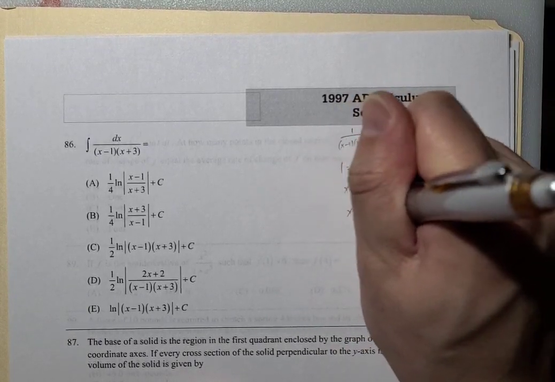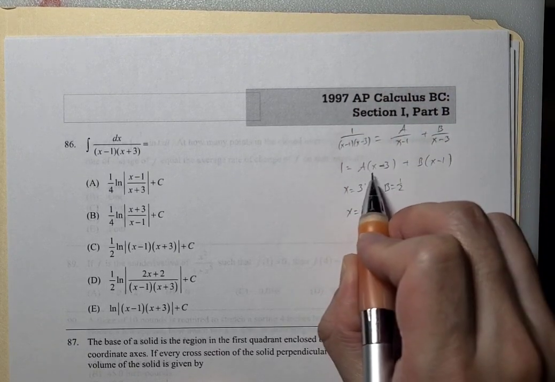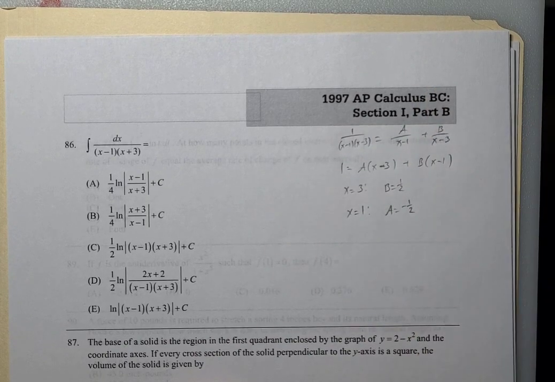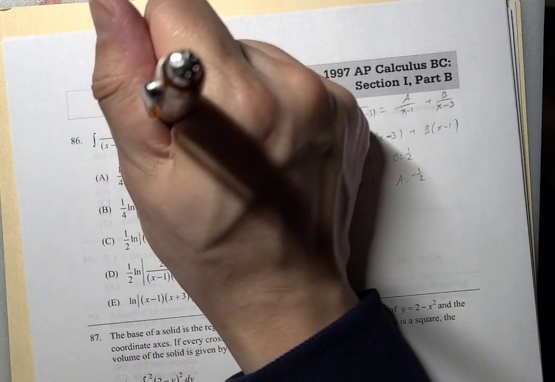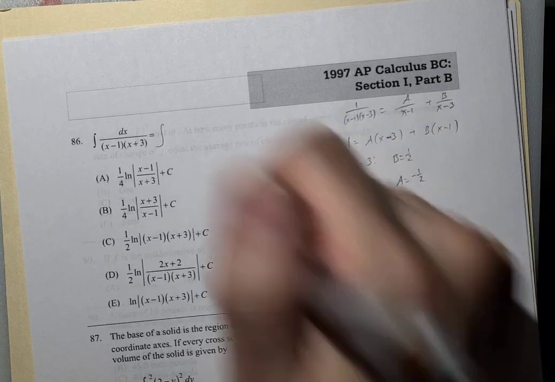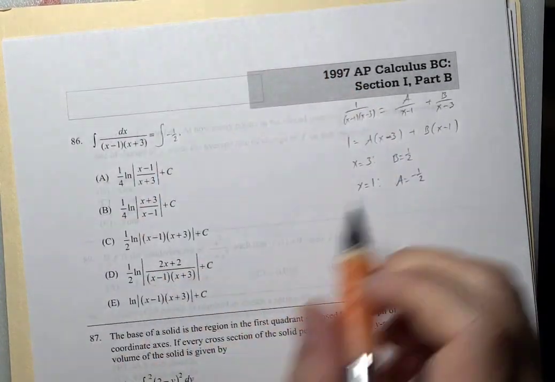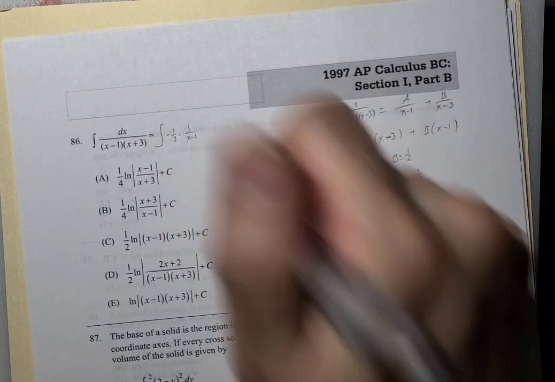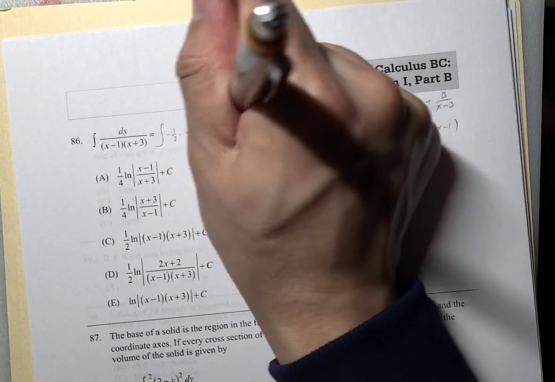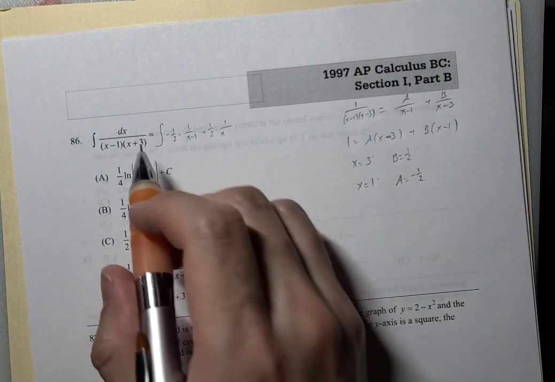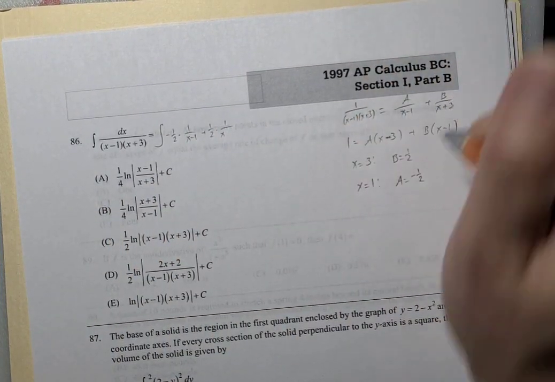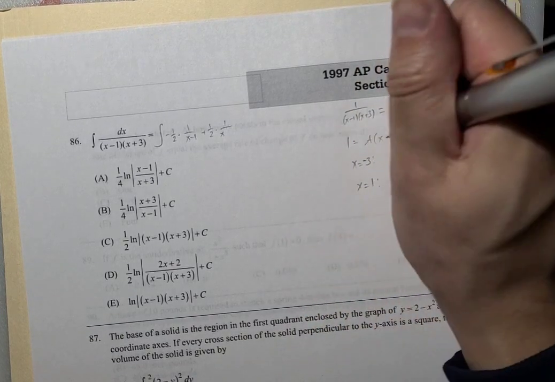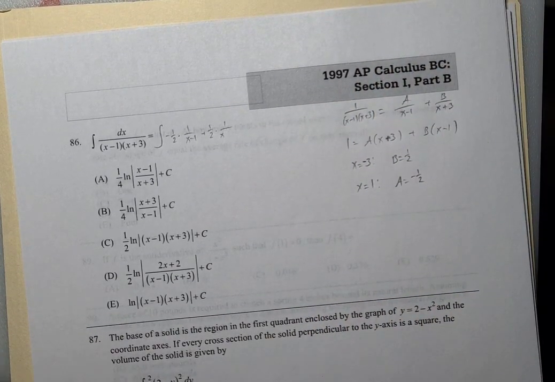Plug in x is 1. Why do we do that? This would go away. We get negative 2a is 1, or a is negative half. Okay, so now we can rewrite this as a, which is negative half, times 1 over x minus 1. Okay, b is positive half, times 1 over x. Oh, did I write it wrong? So this should have been x plus 3. Sorry about that.